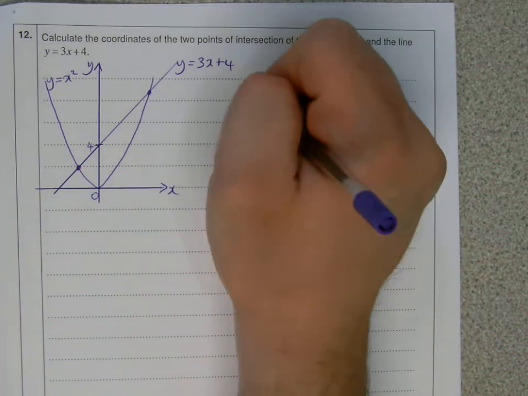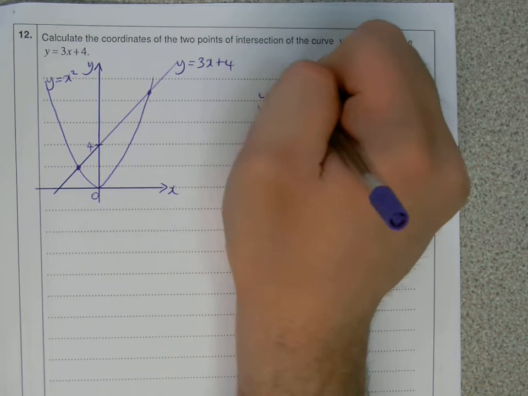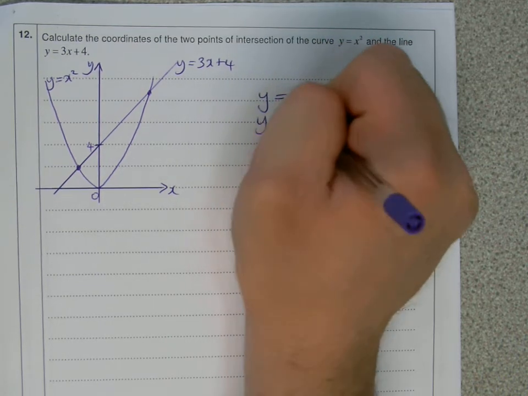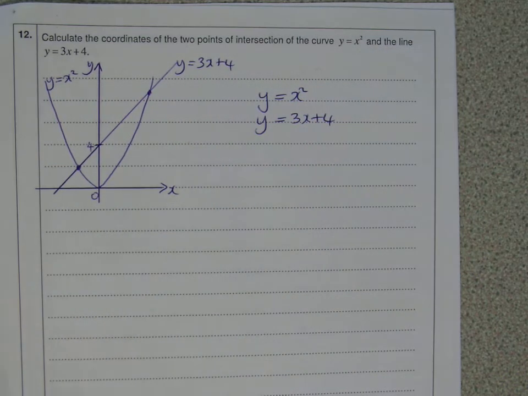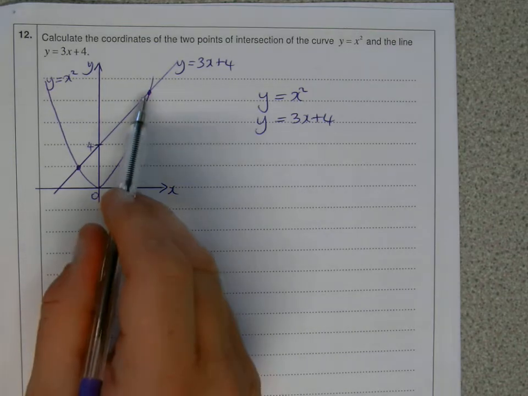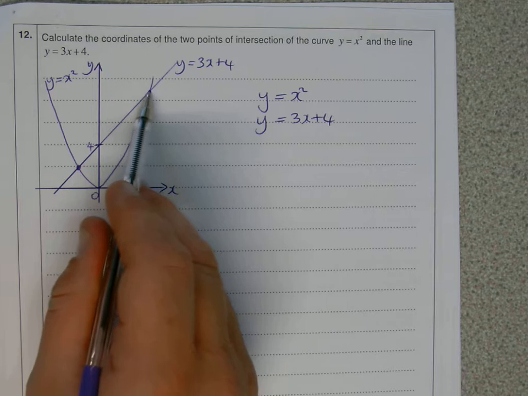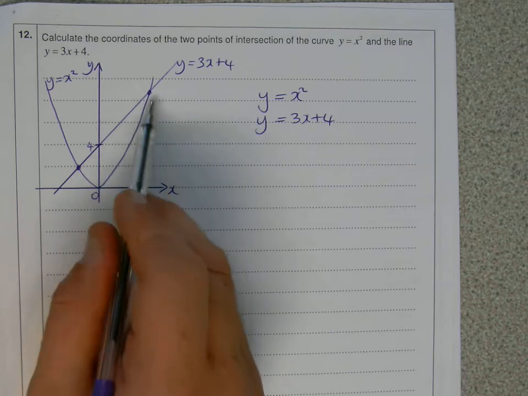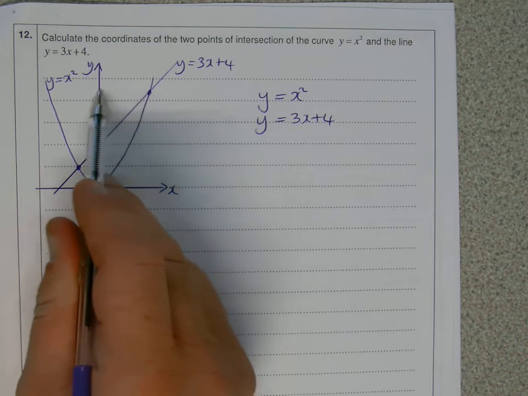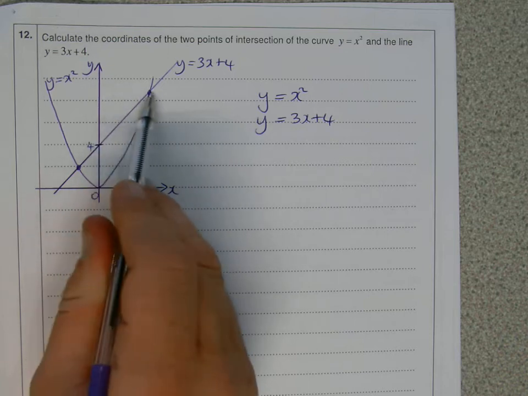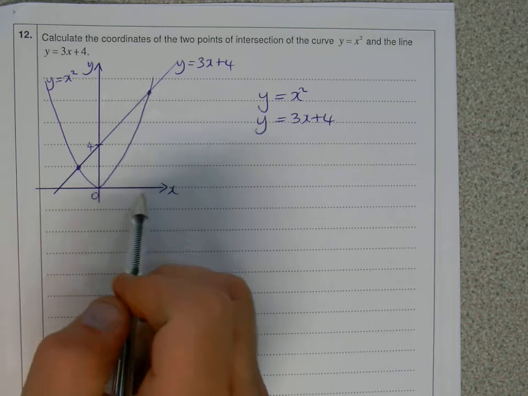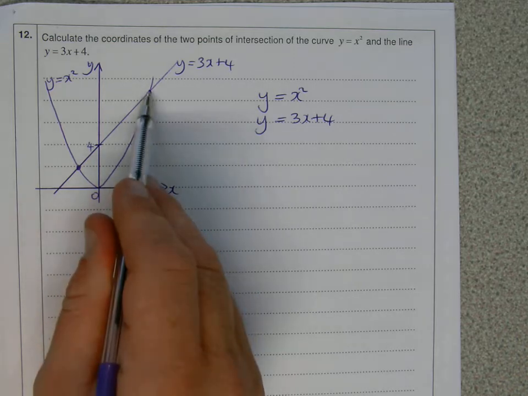In order to do that, what I do is I set out both equations, one above the other. Y equals x squared and then y equals 3x plus 4. Then if you think about what's going on at these points of intersection, when the curve and line intersect, the x values are going to be the same for the curve and the line at that particular point, but so will the y values. In other words, the y value will be the same for the curve as it is for the line.